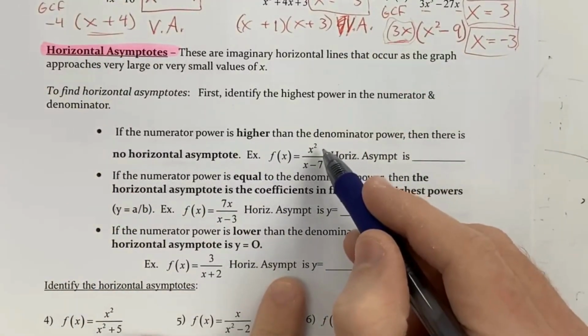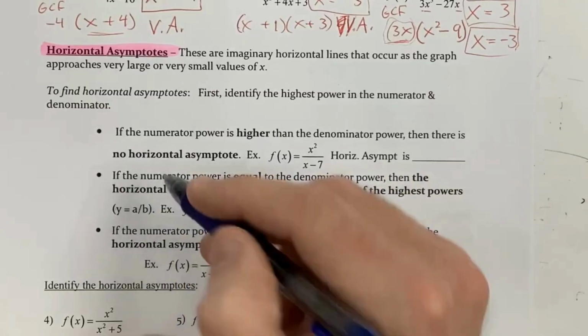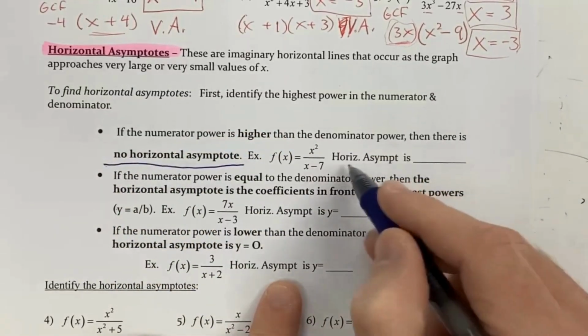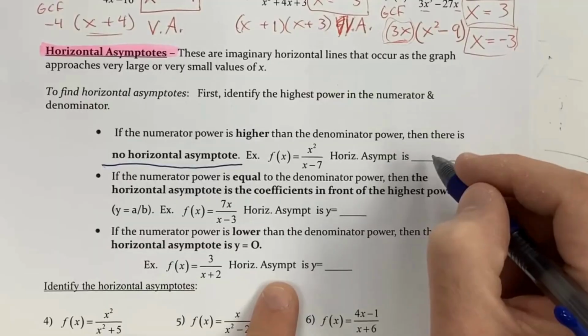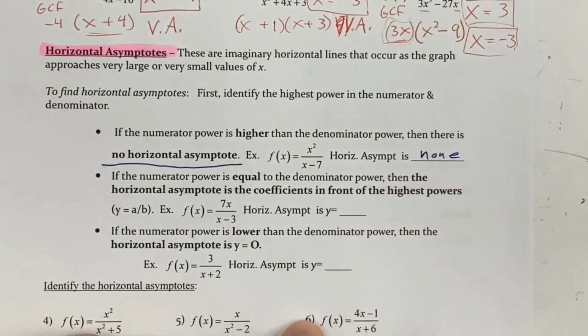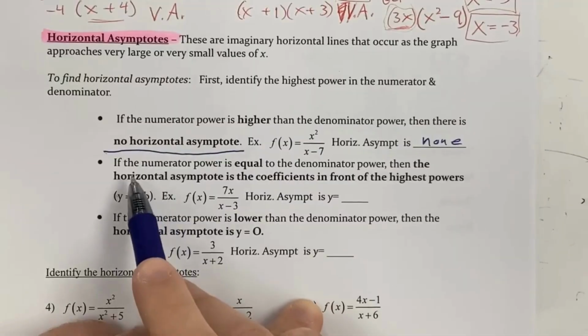In this example, it's like x squared over x. There is no horizontal asymptote. So if I asked you what's the horizontal asymptote, you'd say there is none. Or if you want, you could say it's slanted, because as we'll learn later, that means it's a slant asymptote. I'll just put none for now, though. There is no horizontal asymptote.